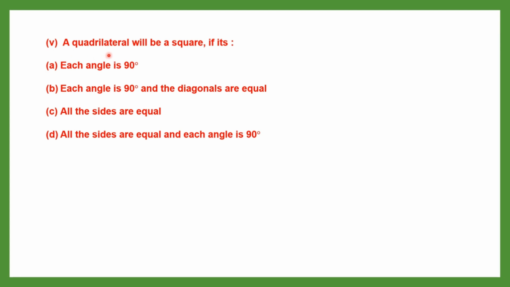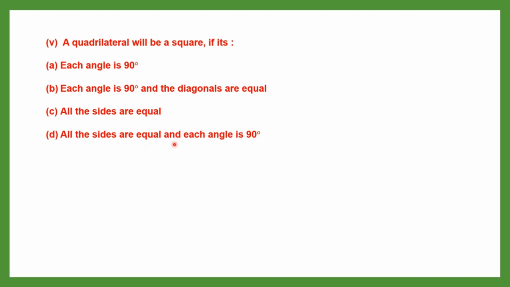A quadrilateral will be a square if each angle is 90 degrees. Yes, it has to be 90 degrees, but we need one more condition. Here it says each angle is 90 degrees and the diagonals are equal. Okay, but more than the diagonals, we have to think of something else. Now the third one is all the sides are equal. That's also true. But look at the fourth one.